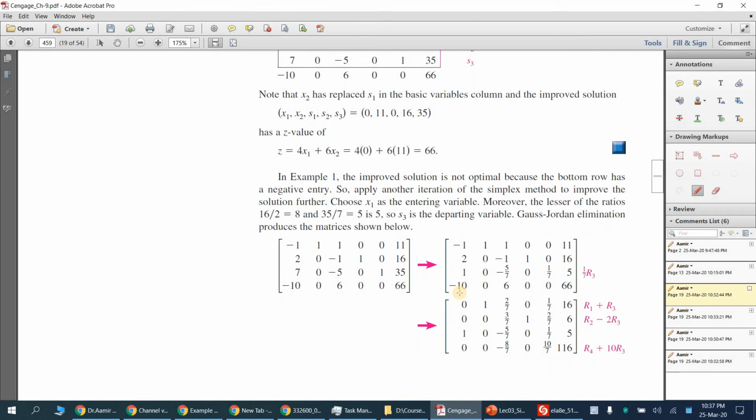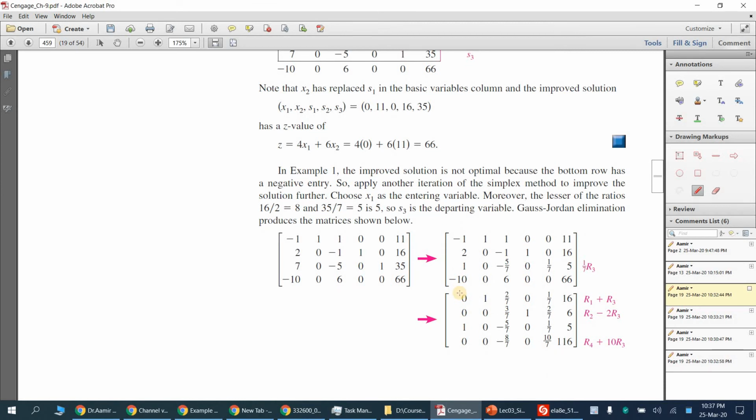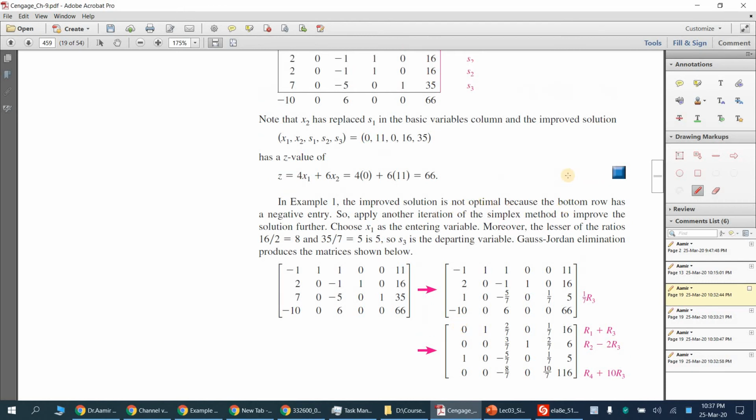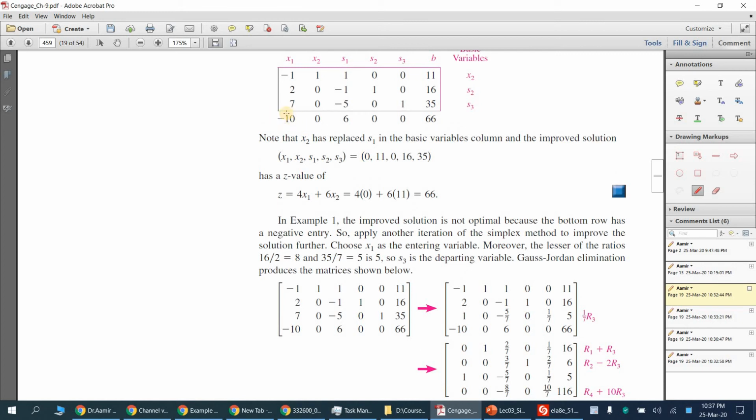We keep on doing this same method, and this time the solution is not optimal because the bottom row has another negative entry. This time this one is negative, minus 10. So x1 is our entering variable, and the leaving variable we will decide based on the ratios. So the ratios we take for this column x1 with b. So it is 16 divided by 2, this one divided by 2, and 35 divided by 7, and that gives you 5.